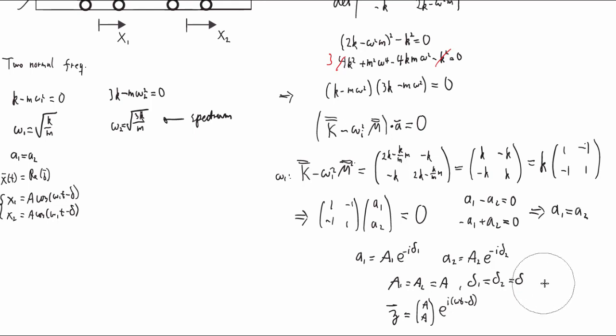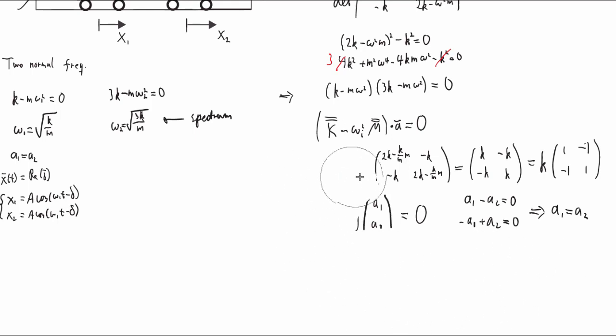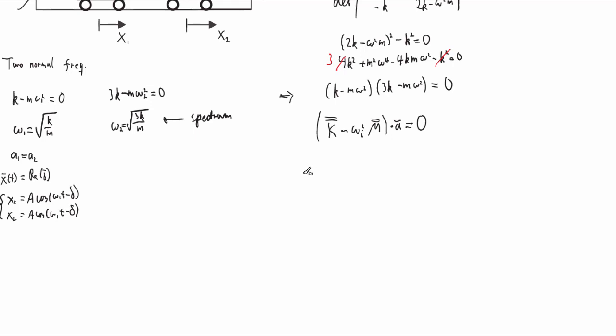So we'll start by just erasing this stuff here. For omega 2, which is the square root of 3k over m, omega 2 squared is just 3k over m. That means that k minus omega 2 squared times m is just equal to that.